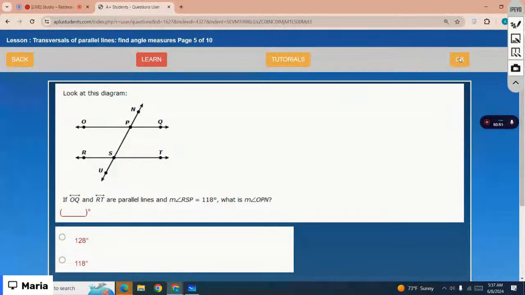Look at the diagram. If OQ and RT are parallel lines, the measurement of angle RSP is 118. Then what is OPN? So which is the correct option? The correct option is that must be 118 degrees. Option number 2 is the correct option.